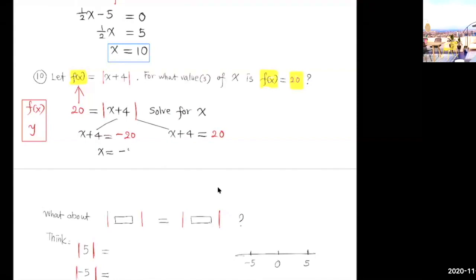x equals negative 24. Subtract 4 on both sides. x equals 16. So the answer here is 4x equal to negative 24 or 16. f of x will be equal to 20.